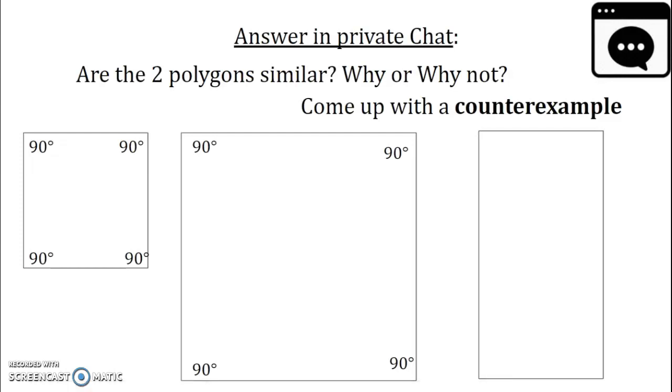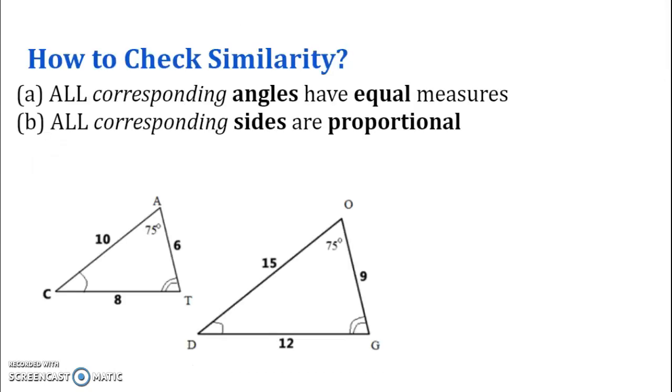So that's a counterexample that says just 4 angles alone, the corresponding angles being congruent, is not sufficient for polygons. So remember, we need both the corresponding angles to be congruent and all the corresponding sides to be proportional. So how to check for similarity? All corresponding angles have equal measures and all corresponding sides are proportional.